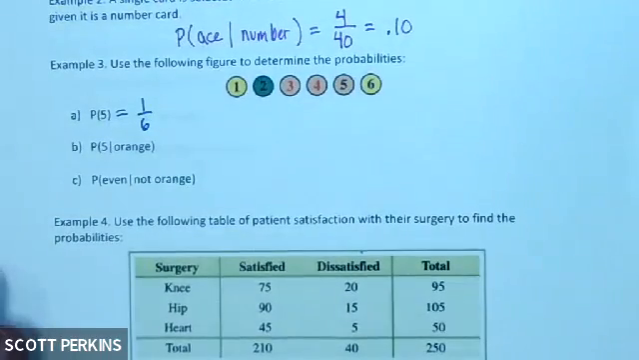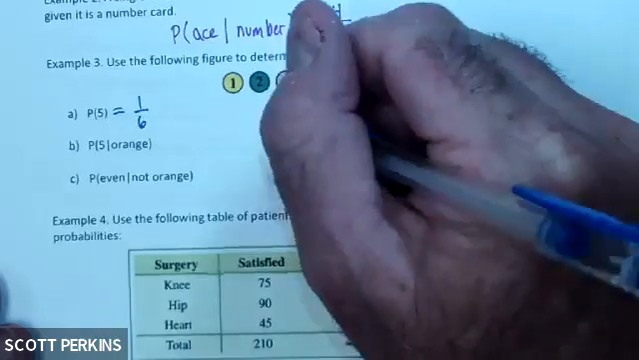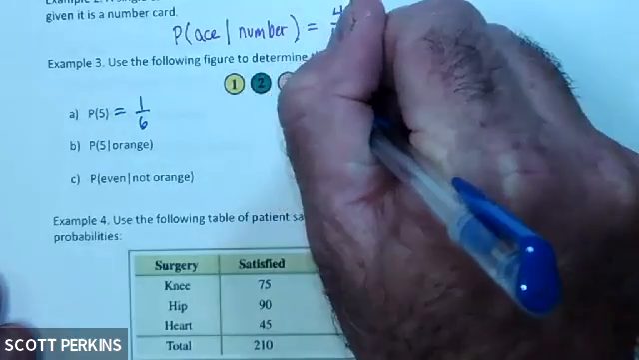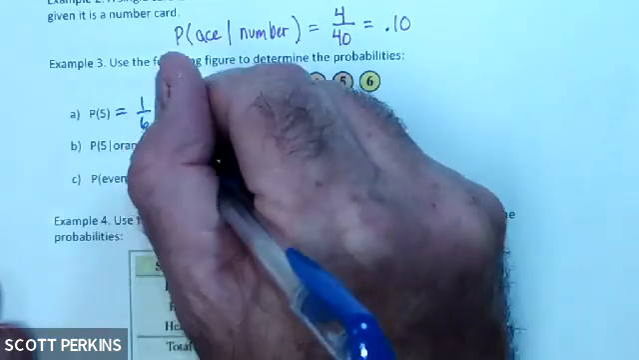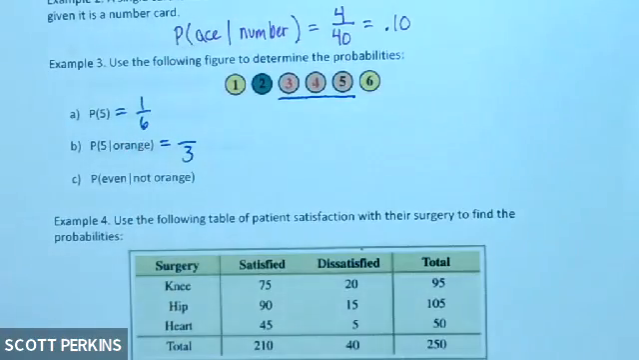The next one is the probability of a 5 given that it's orange. So I'm changing it a little bit. Now I am just limiting myself to these 3 circles, the orange ones. So I've just given the way of the answer. What's my total number of outcomes here? 3. I only have 3 orange circles.